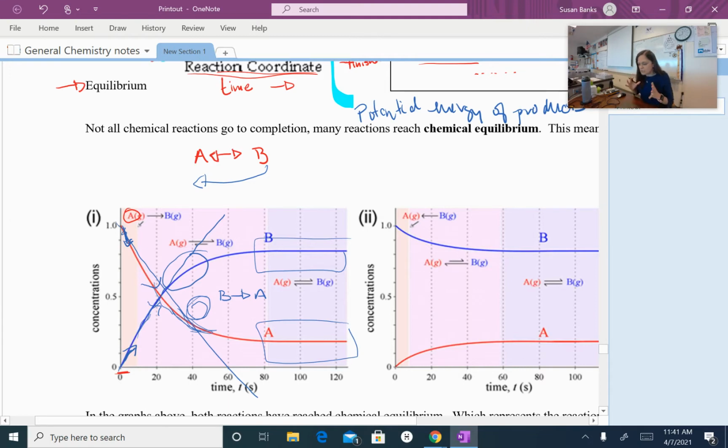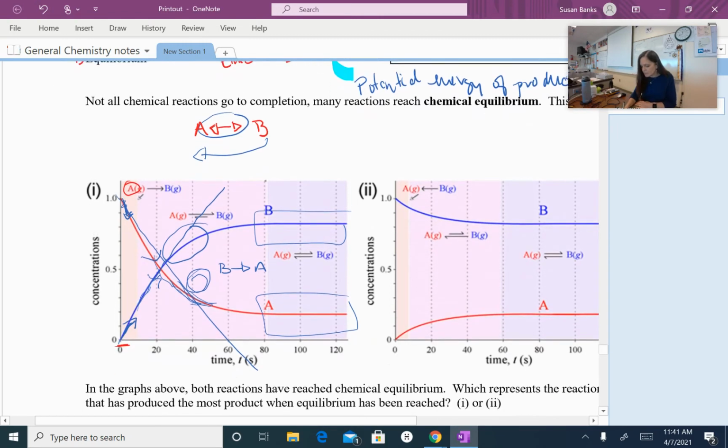Once I get to a spot where my concentrations of all the reactants and all the products involved in that reaction do not change anymore over time, even though the reaction is still going back and forth. I have individual molecules going back and forth and being changed from products to reactants and reactants to products. The overall change is 0. This is where I have equilibrium. So notice both of these lines tend to flatten out right about here. This is where we have equilibrium.